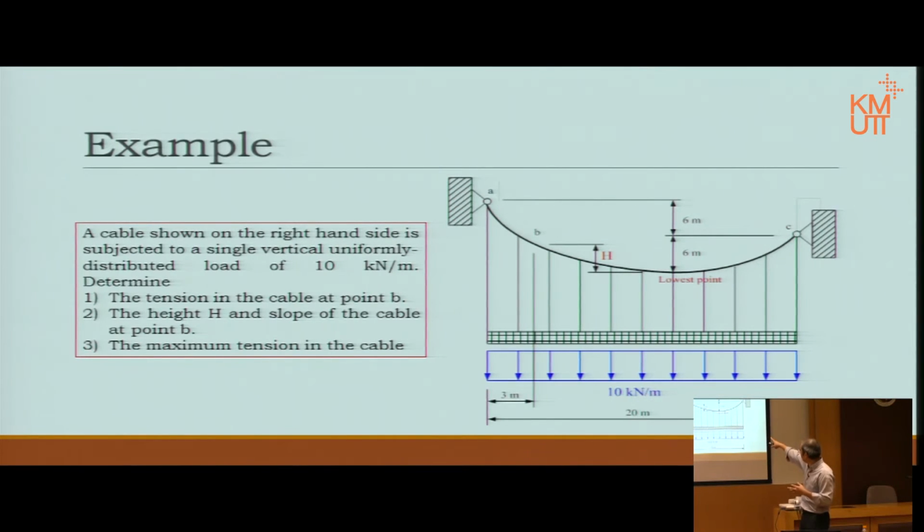You see point B there. Point B is defined as 3 meters from point A. It's indicated down there. And then number two, we want to know the height H from the lowest point of the cable to point B, and the slope at point B. And the last one is the maximum tension in the cable.